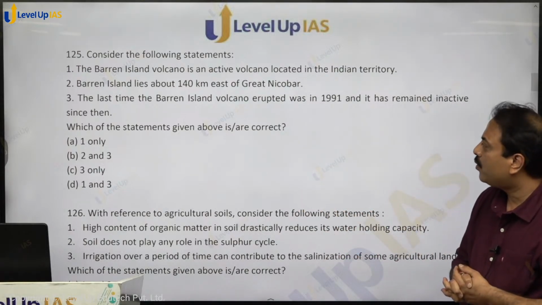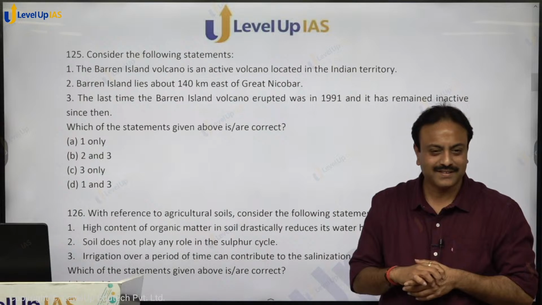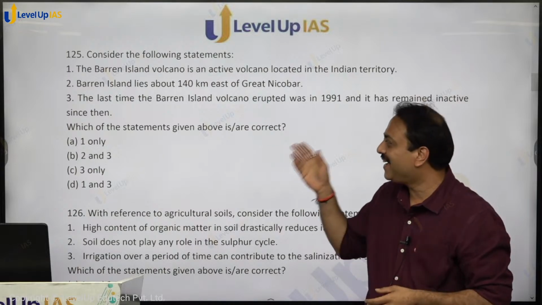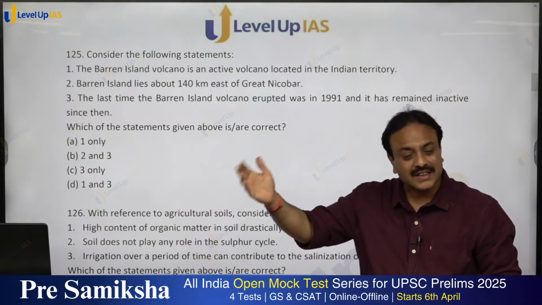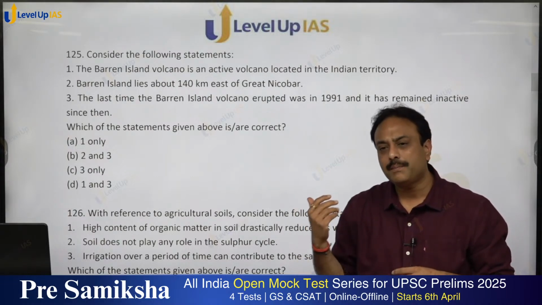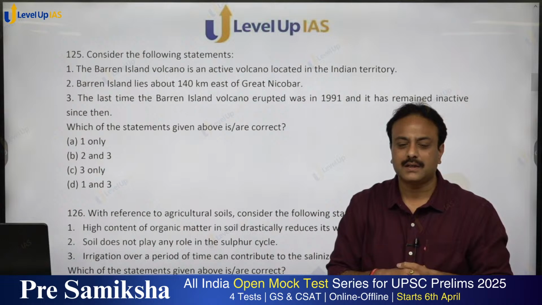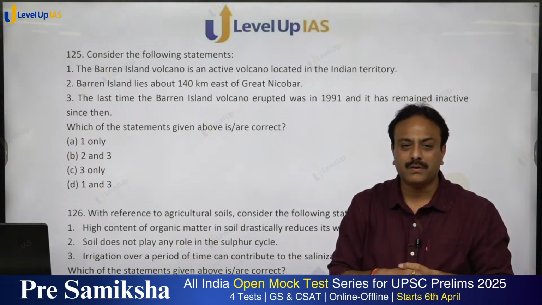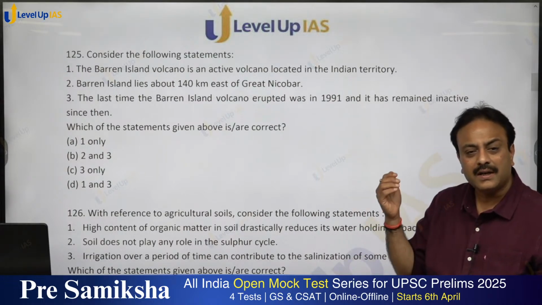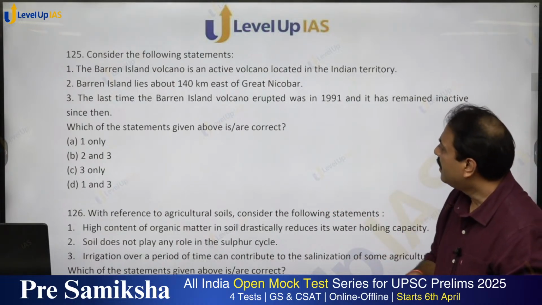Barren Island lies 140 kilometers east of Great Nicobar. Where is it? Everybody knows this, in the Andaman and Nicobar. It is on the northeastern side of South Andaman, or you can say the northeastern side of Port Blair, the capital. And the new name of Port Blair is Vijayapuram, something like that. I am not able to recall that. So Barren Island lies on the northeastern side of South Andaman or the northeastern side of the capital Port Blair. So this statement is wrong.